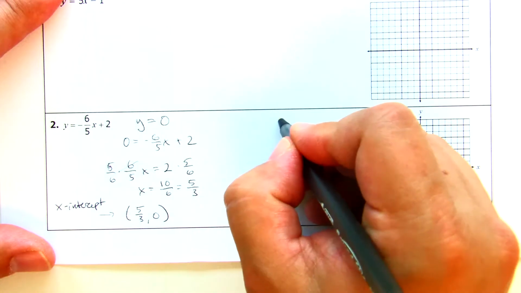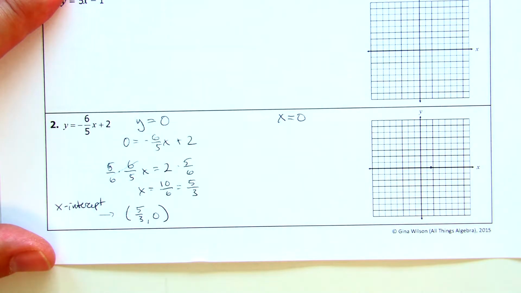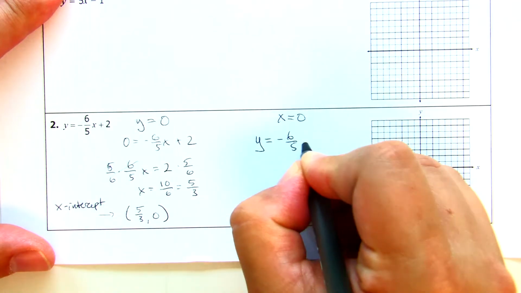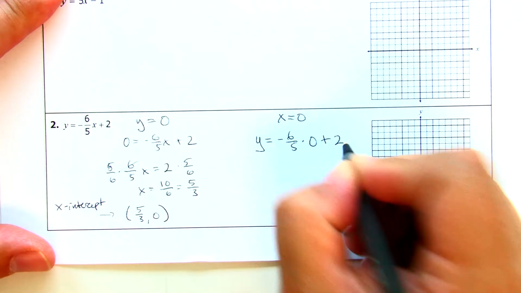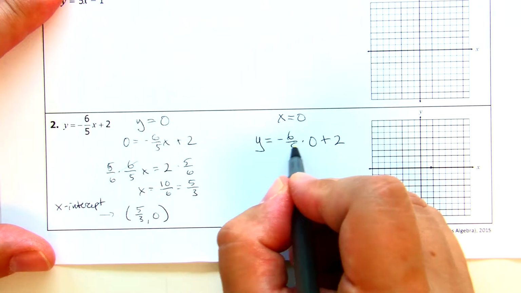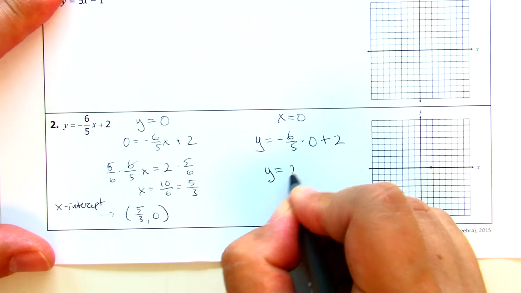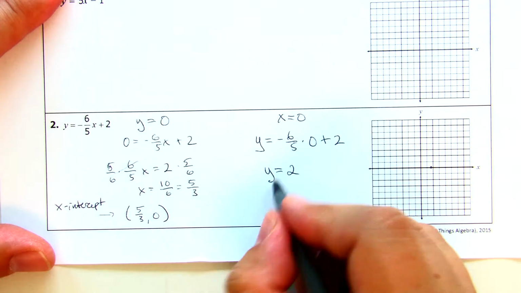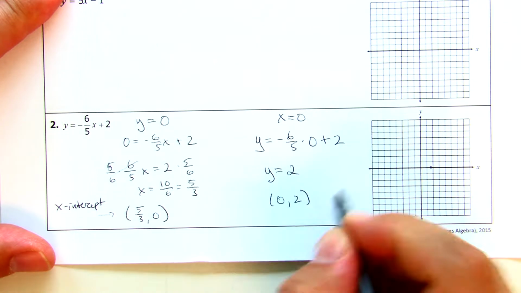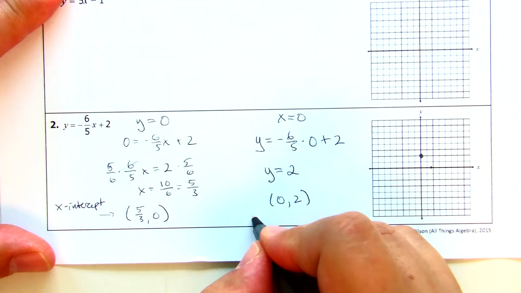Let's do the same thing now to find the Y-intercept. We're just going to suppose X equals 0. We're going to plug X equals 0 into this equation and solve for Y. So Y is going to be negative 6/5 times 0 plus 2. All I did was replace X with 0. Negative 6/5 times 0 is just 0. So Y equals 2. That tells me that when X is 0, Y is 2. So I have a point at (0, 2), and that's going to be my Y-intercept.